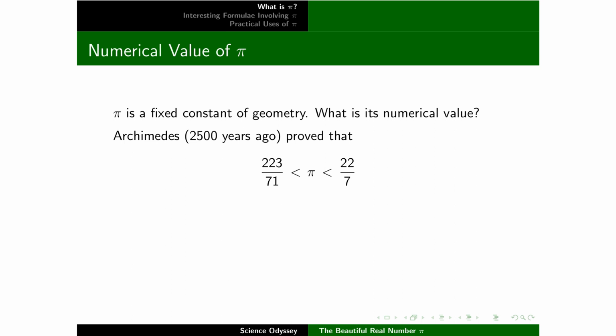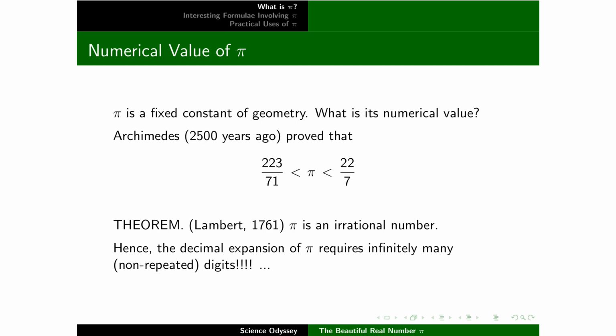Now, what is the value of pi as a number? Well, Archimedes proved that pi is a number that is somewhere between 223 divided by 71 and 22 over 7. Now, if we looked at the decimal expansions of those numbers that pi is sandwiched between, it gives us a pretty good approximation of pi to 2 decimal places, as being 3.14. So already 2,500 years ago, Archimedes was able to determine that pi to 2 decimal places is 3.14.